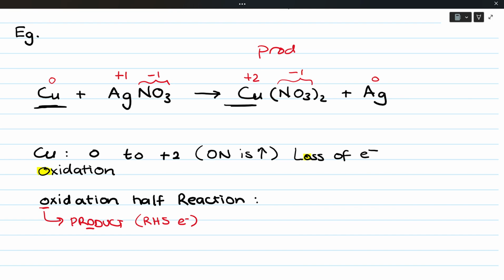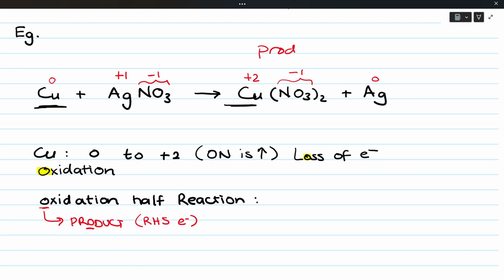Okay? The other important thing I just want to quickly remind you verbally about is that whenever we're showing a half reaction, the point of it is to show how the oxidation number is actually changing. But we won't write down the oxidation number if it's 0. We write it down for everything else. We only do not write it down if it's a 0.